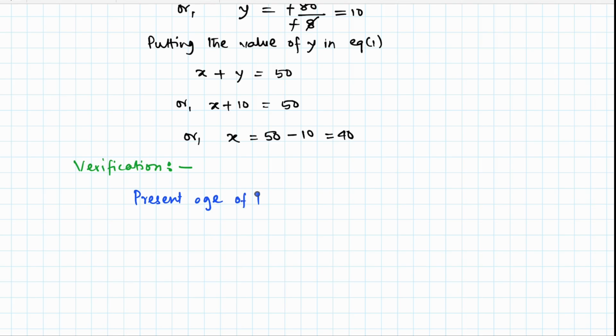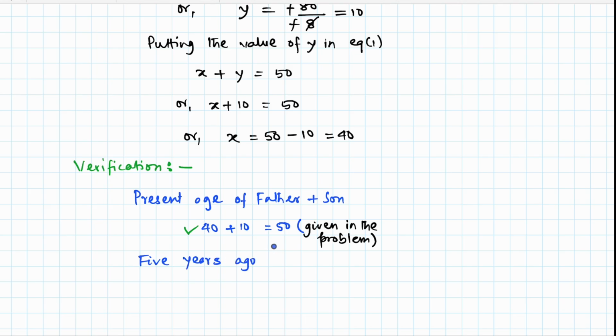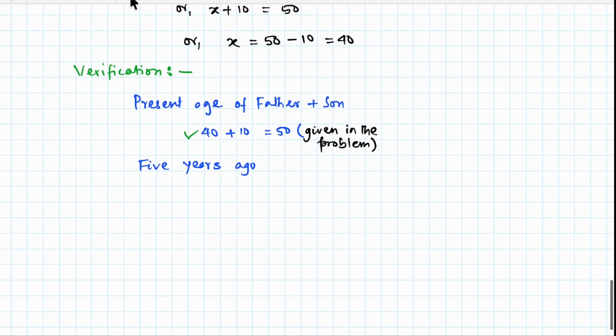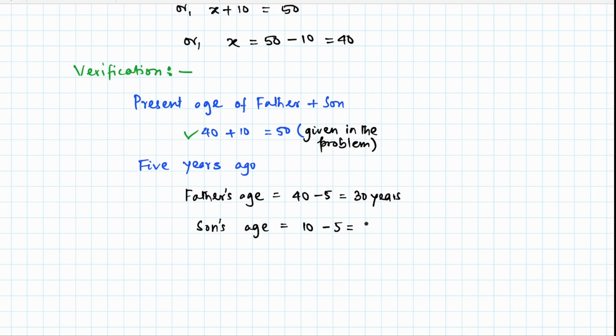And now we'll verify these answers. The present age of father plus son is 40 plus 10, which is 50, and it is equal to the given value of 50 in the problem. So that means this is satisfied. Now 5 years ago, the father's age is equal to 40 minus 5, that is 35 years.